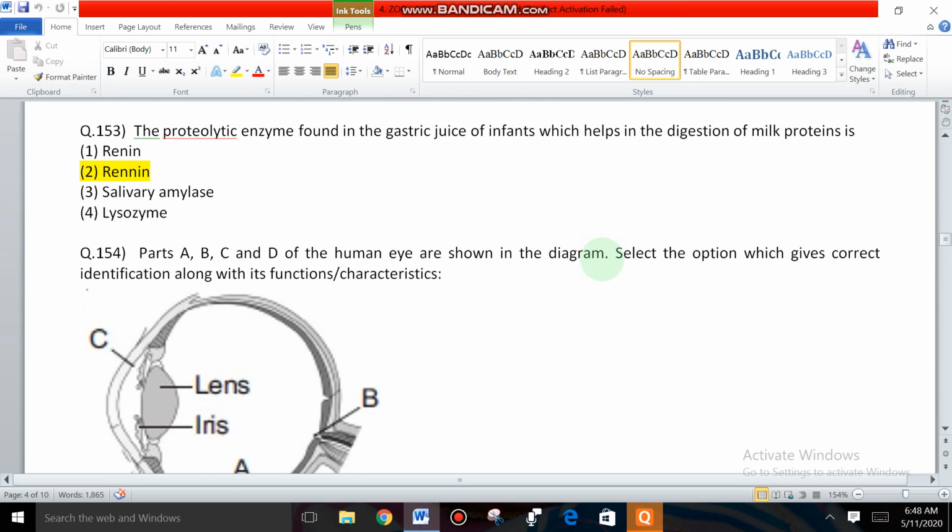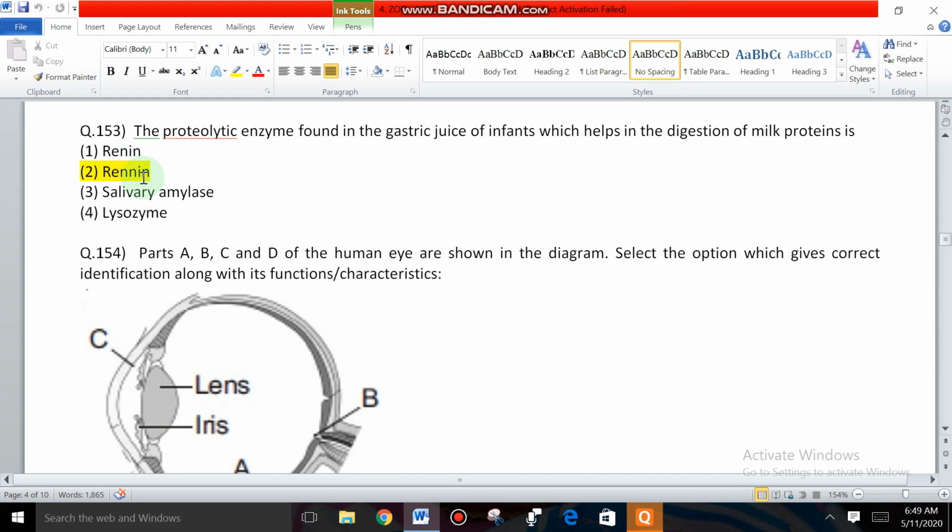Right? Next question. The proteolytic enzyme found in the gastric juice of infants which helps in the digestion of milk proteins is. Here also there is a chance for confusion. Renin or rennin, R-E-double-N-I-N. You should remember it. Digestion is the most important for our body, and always take the food very strong, right? So which one is very strong, double N or single N?